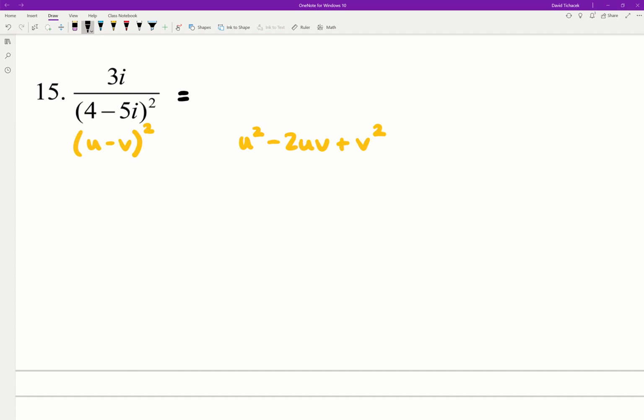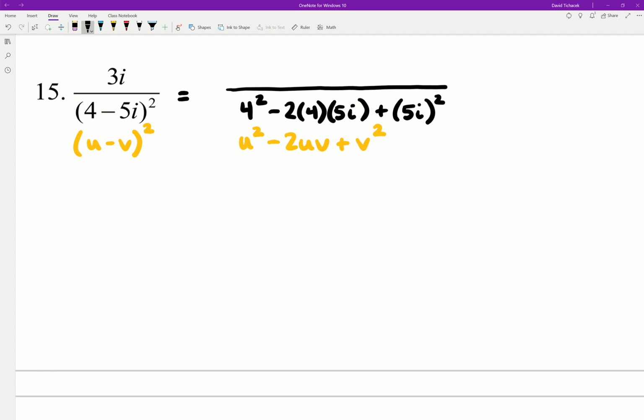Playing the role of u is going to be 4, so I would simply take a 4 squared to begin, and then minus 2 times u, which is 4, times v, which is being played by 5i here. Okay? And then I simply want to add on my v squared, which is simply going to be your 5i squared. Okay, so we'll work that out and figure out what that's going to be in the denominator. We still have 3i in the numerator, so let's continue to work here.